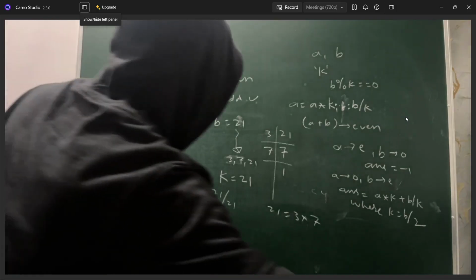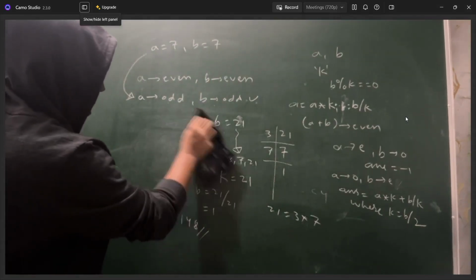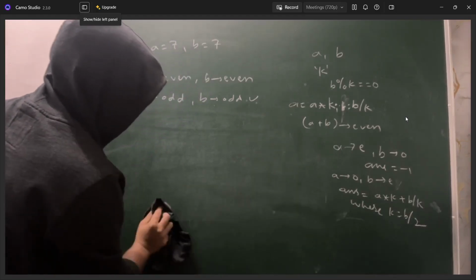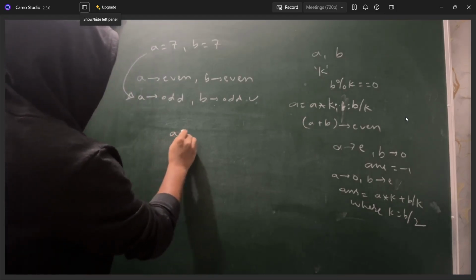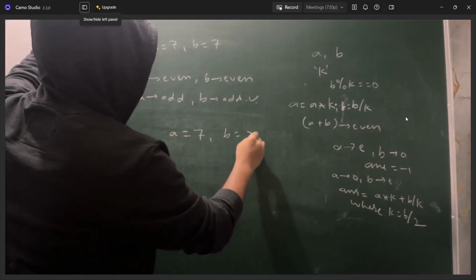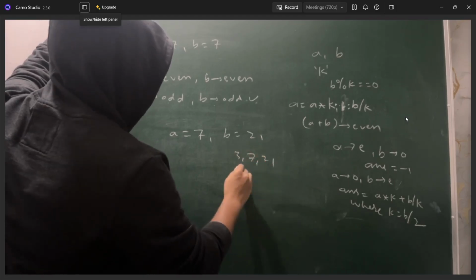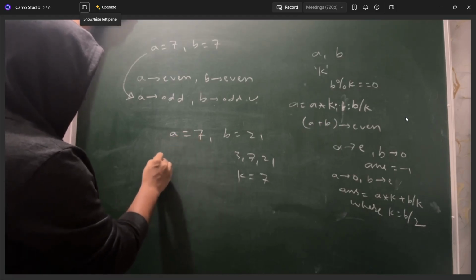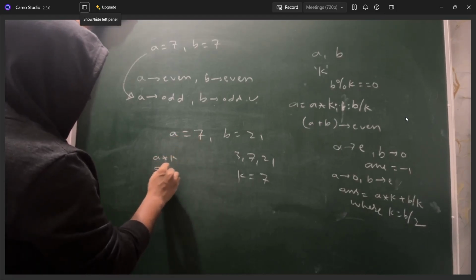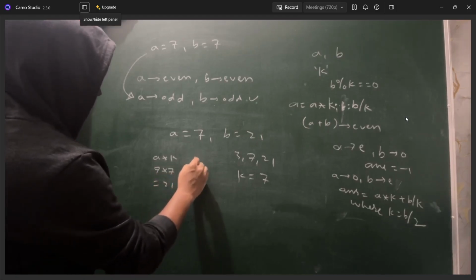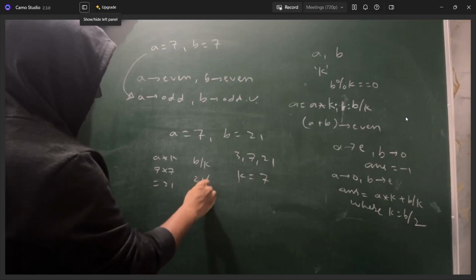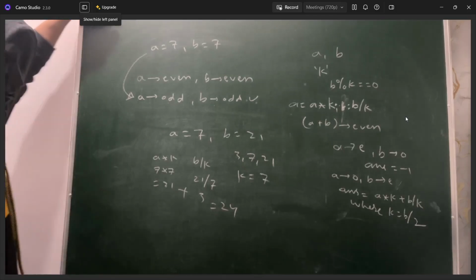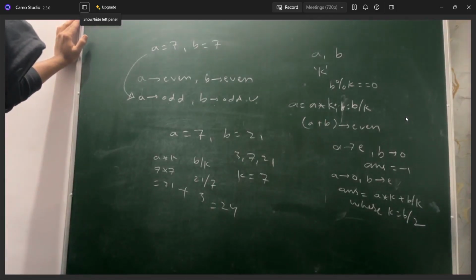So whenever you have a and b as both odd numbers, what you need to do is, one more thing I did not say, let me explain here only. So it was 3, 7, 21. Now let me choose k as 7. If you choose k as 7, your a will be 7 into 7, which is 21, and your b will be 21 by 7, which is 3. Now if you take the sum, which is 24, this is not the optimal.